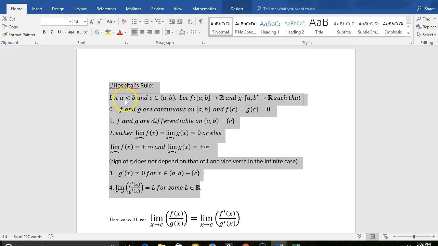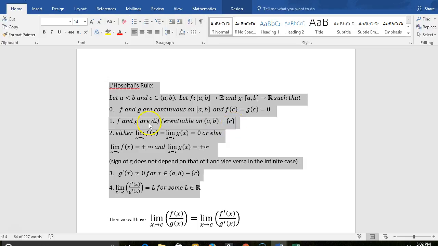So for L'Hopital's rule, we're going to let a be less than b. We're going to let c be in the open interval (a, b). We're going to let f be a function from the closed interval [a, b] into R, and g likewise, such that rule 0: f and g are continuous on the closed interval [a, b], and f(c) and g(c) both equal 0. Rule 1: f and g are differentiable on the open interval (a, b), but not necessarily at c.